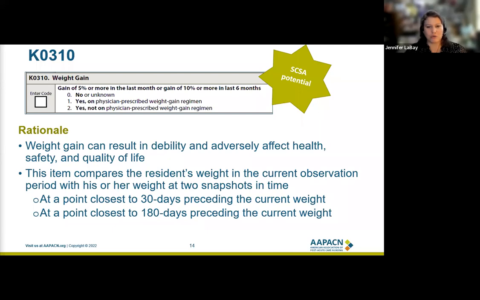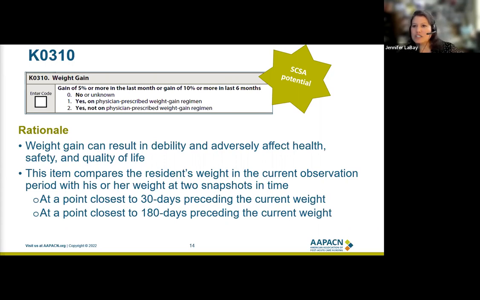We're looking at that current weight to see, is there an issue? Now, for some people a weight gain may be a good thing, but for some people maybe not. So what we're looking at is whether the current weight is greater than the preceding weight by 5% or 10%. Then you're going to continue with that calculation and say, yes, they have had that weight gain and they're on a physician's prescribed weight gain regimen, or yes, they've had the weight gain and they're not. This has to happen before the weight gain actually occurs in order for you to capture that as a physician's prescribed weight gain regimen.